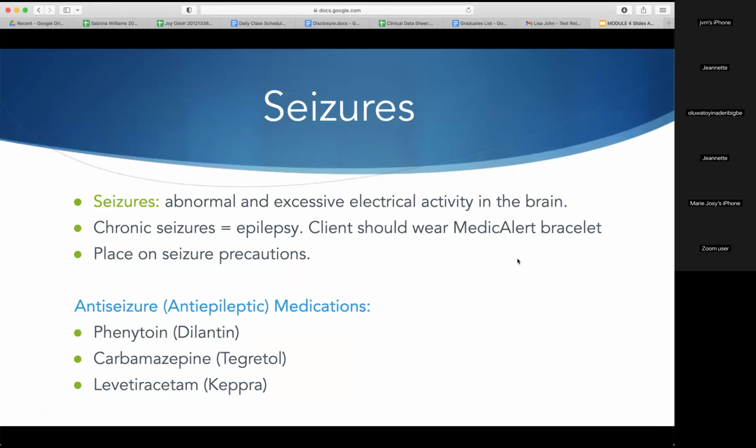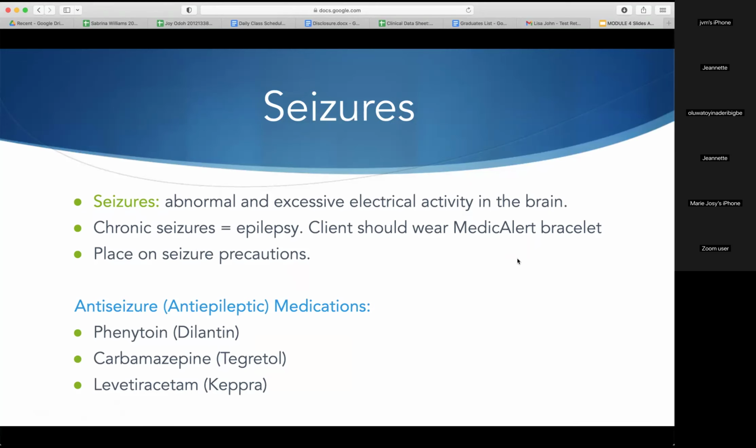Seizures are defined as abnormal and excessive electrical activity in the brain. When someone has chronic seizures, we call that epilepsy. That client should wear a medic alert bracelet. And when they're in your care as a nurse, you want to place them on what we call seizure precautions, which we're going to learn about.